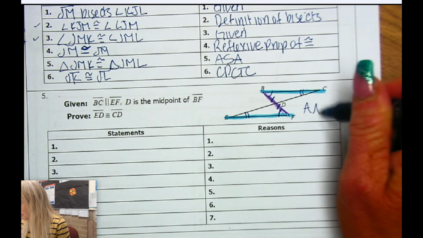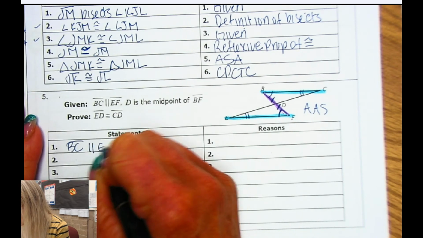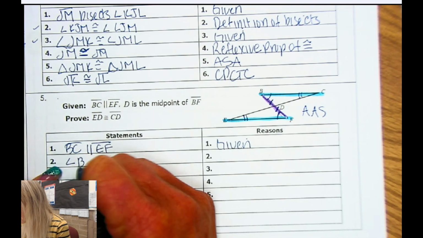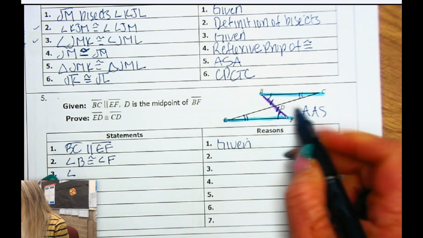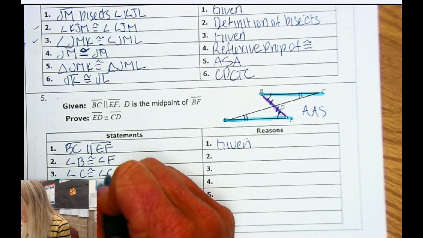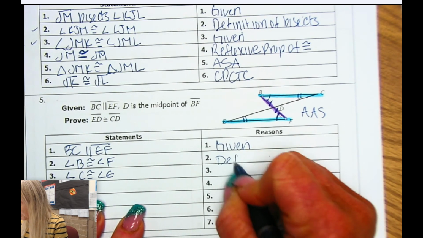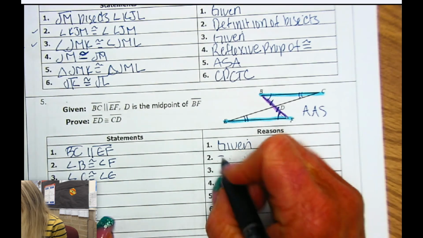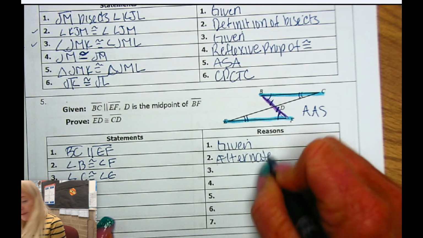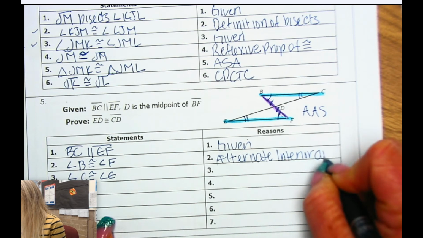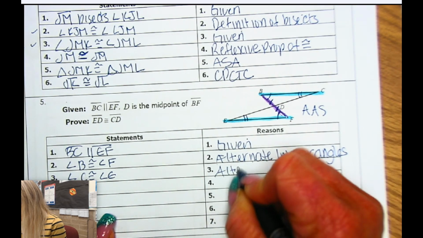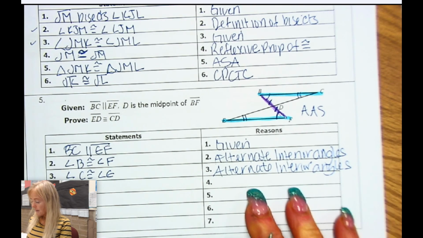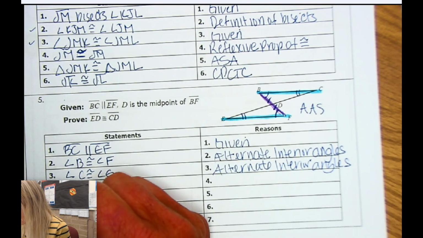All right. So we're going to say BC is parallel to EF, and that's given. And from that information, we knew that angle B is congruent to angle F, and angle C is congruent to angle E. And that is, not definition, sorry, they're just alternate interior angles. I think I've done that before. Alternate interior angles.